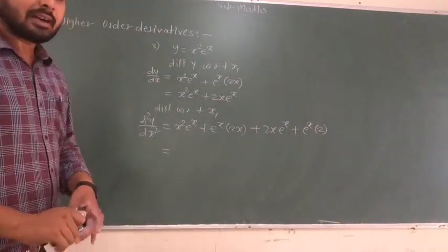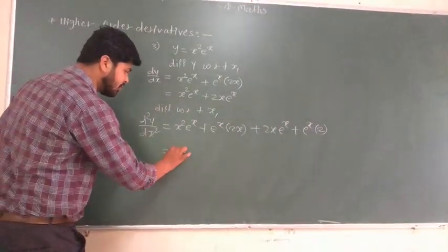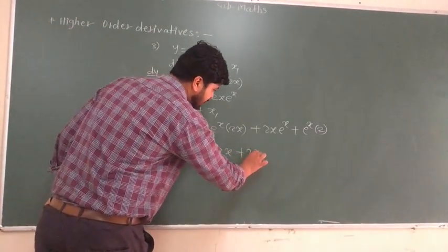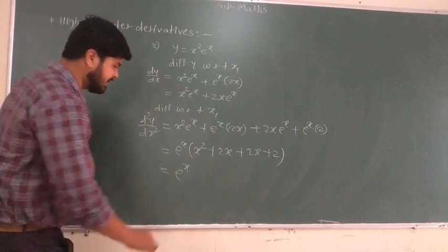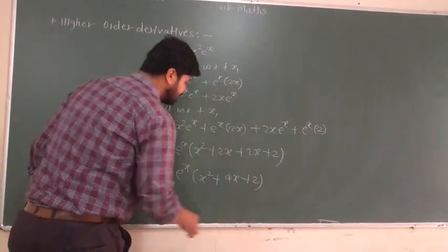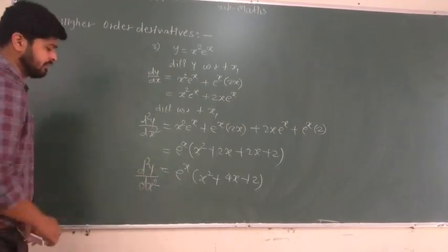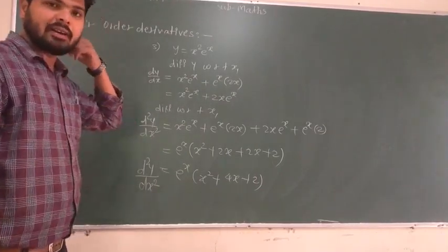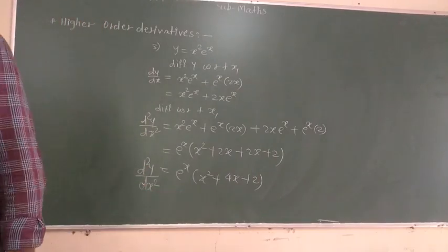So you can observe that e raised to x is common in every term. So if I take e raised to x common, then x square plus 2x plus 2x plus 2. So from this, e raised to x in bracket x square plus 4x plus 2. So this is your final answer of second order derivative. In this example, the question is actually we have to find the derivative up to second order only. So we find up to second order only.